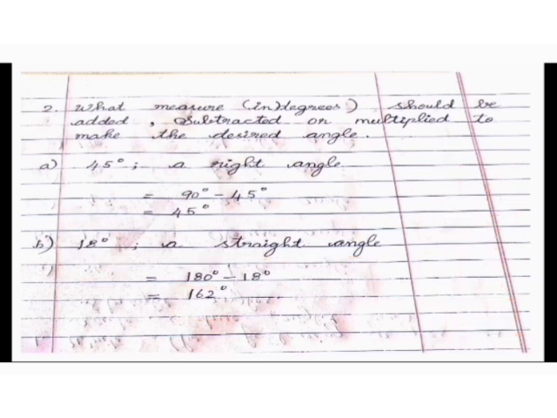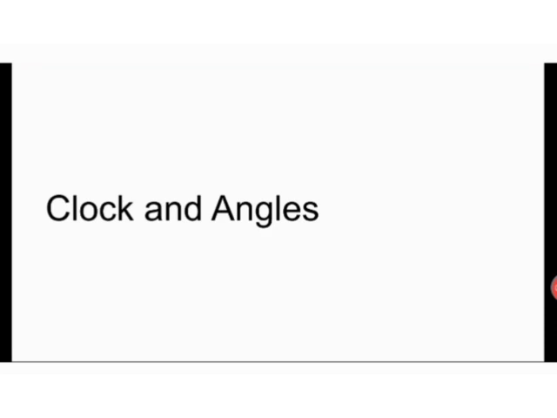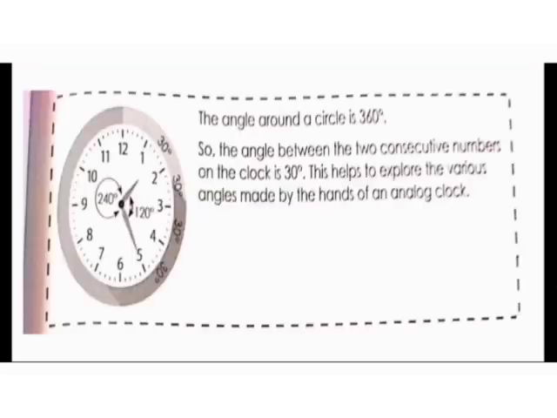Now add 162 degree plus 18 degree. What is your answer? 180 degree. Okay children. Next we are going to learn clock and angles.